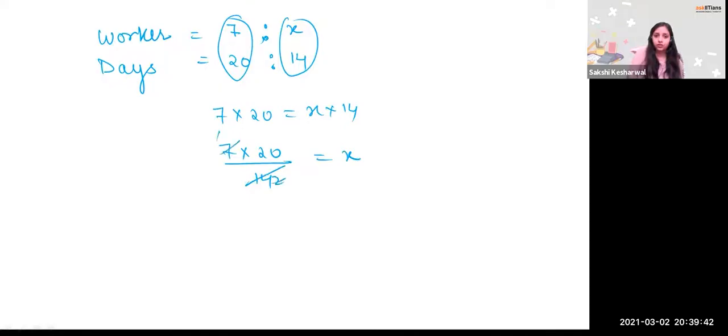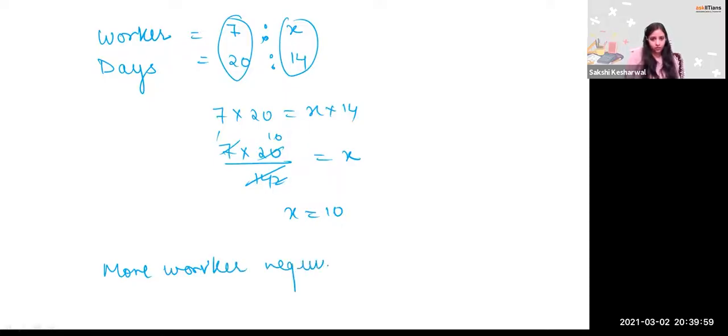This is 1 and this is 2, this is 10. So X is equal to what? 10. Now it says how many more workers are required. So initially there were 7, and now there are 10, right? So the more workers required will be how much, beta? The more workers required is equal to 10 minus 7, which is equal to 3 workers.